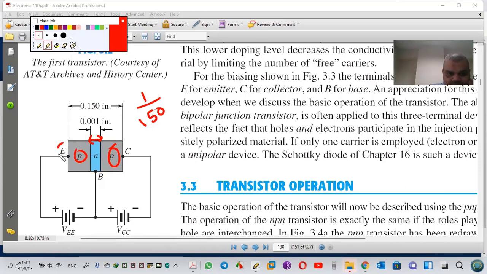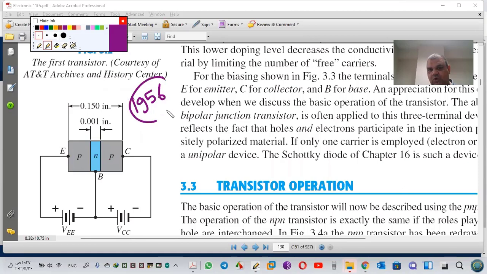Here we have the emitter, that means it emits, sending holes or electrons. The collector collects them. And we have a very small area called the base. The transistor is not a new device. It's from 1956, so it's almost 80 years old. We can express a transistor as 2 diodes.